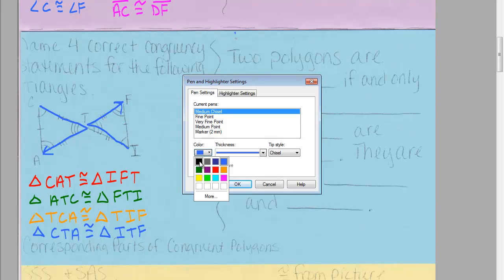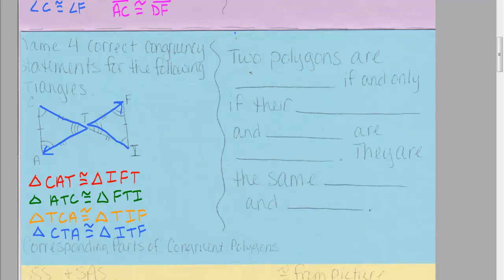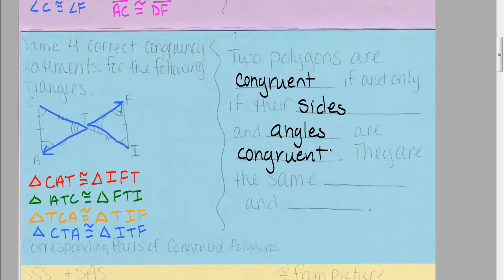Lastly, we just need to fill in some blanks. Two polygons are congruent if and only if their sides and angles are congruent. They are the same size and the same shape. And that concludes our first flap of our first foldable. The homework that goes along with this is the day 1 homework, so that's pages 2 and 3 out of your packet.